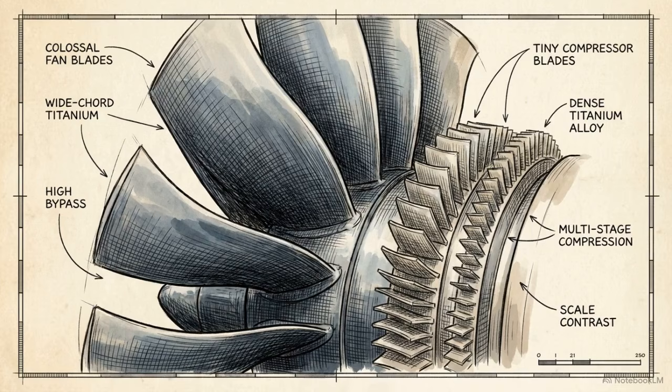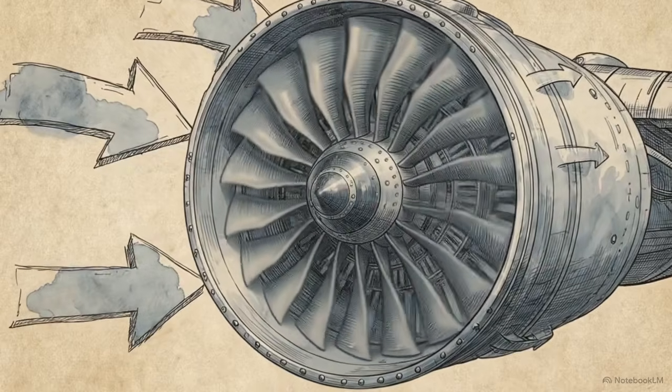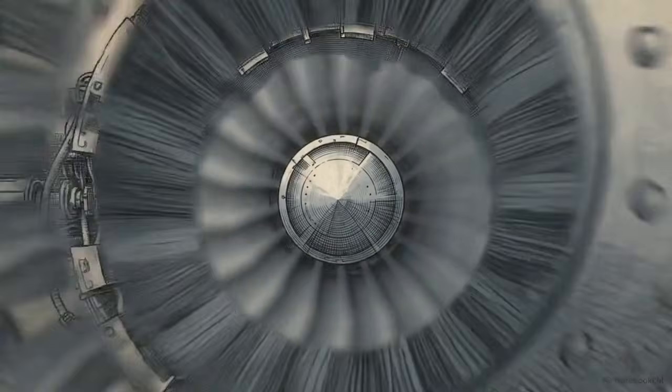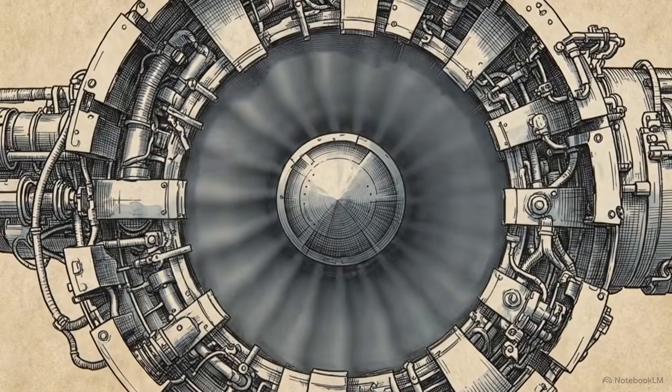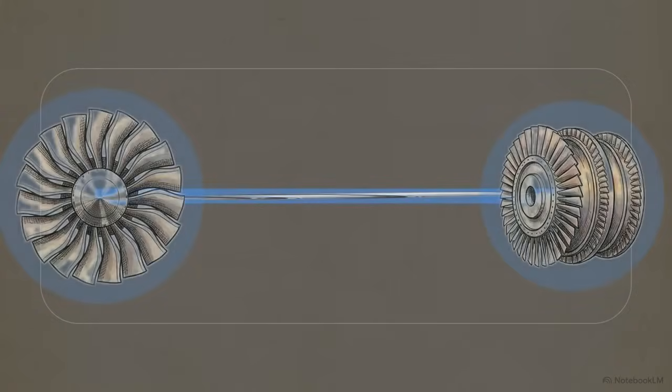Scaling up the bypass ratio creates a severe aerodynamic mismatch inside the engine housing. To prevent supersonic shock waves, a large-diameter fan must rotate slowly. Simultaneously, the internal core compressor blades must spin at tens of thousands of RPM. The solution is a multi-spool architecture.